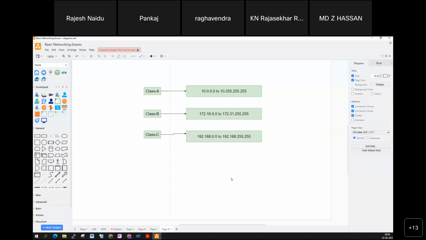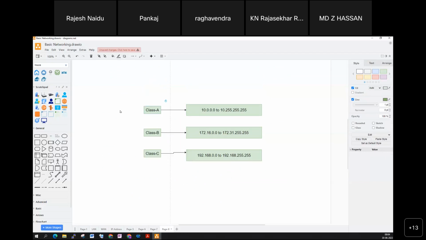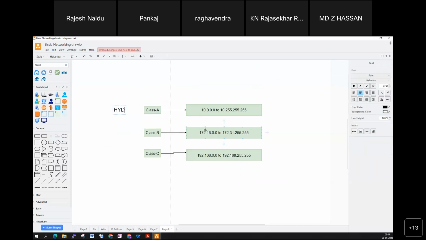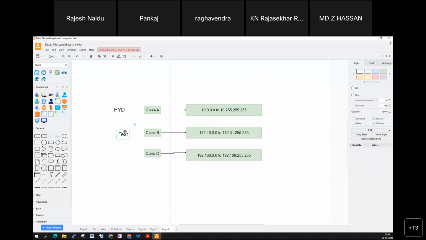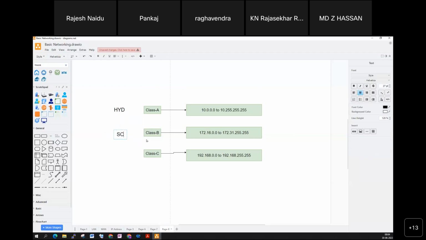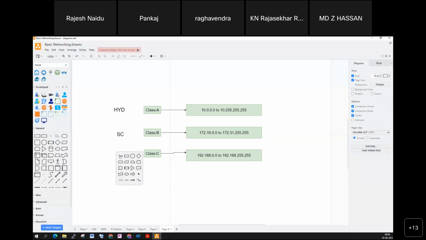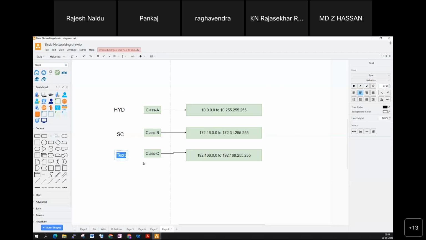In your company, you can consider class A as Hyderabad, HYD. Class B is Secunderabad, SC. Class C is Cyberabad, SB. Understood? So like that, class A, class B, class C are there.